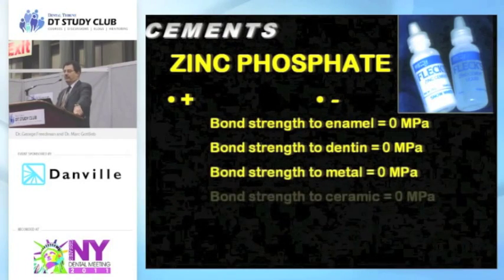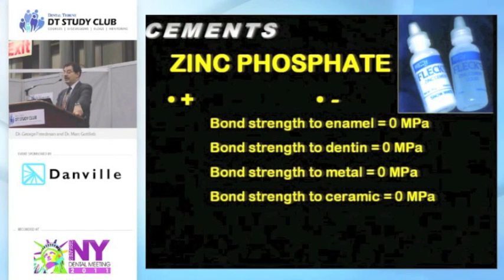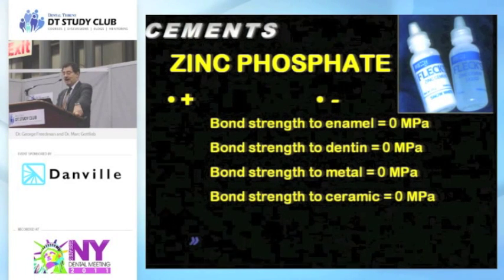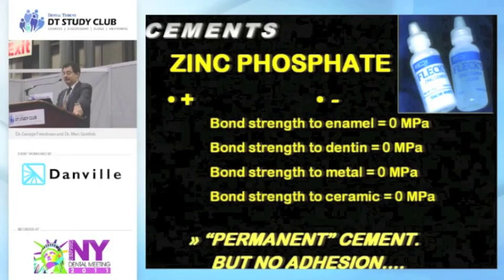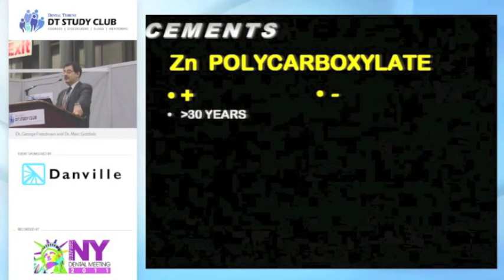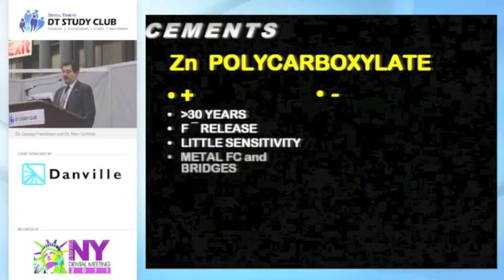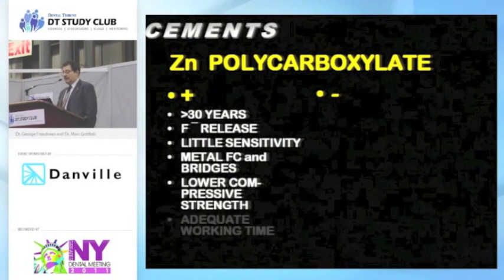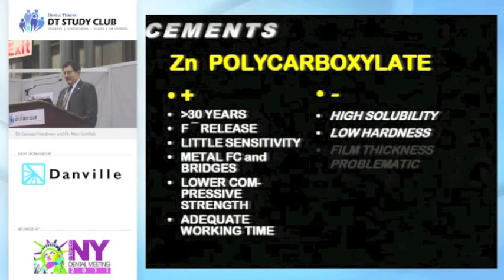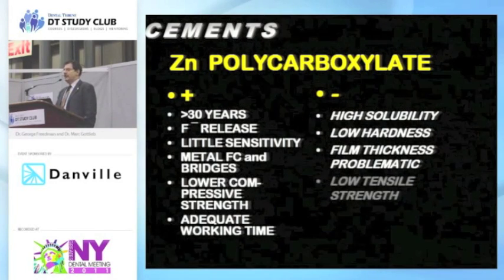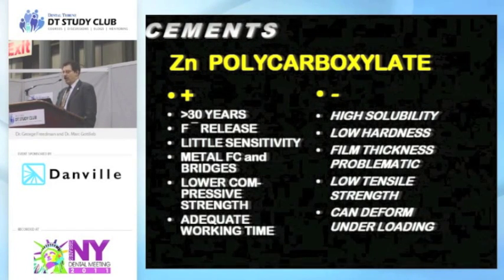Zinc polycarboxylate was developed about 30-40 years ago, and it has an advantage in that it releases fluoride. It has little sensitivity, used for metal and full crowns and bridges, and it has a lower compressive strength than zinc phosphate. The reason that it was developed is it's less sensitizing to the tooth structure than zinc phosphate, but it's also a lot weaker. High solubility, low hardness. The film thickness is problematic, low tensile strength, and can deform under loading. So when the patient bites down on it, they can often deform it. Not used very commonly these days. It can be used as a long-term provisional for implants, but there are many objections to it.